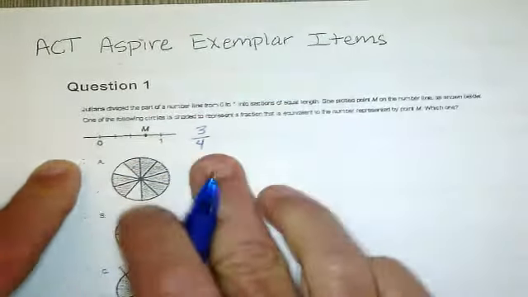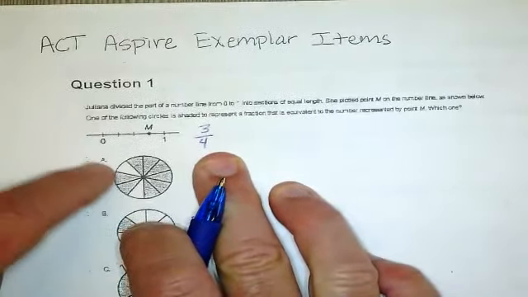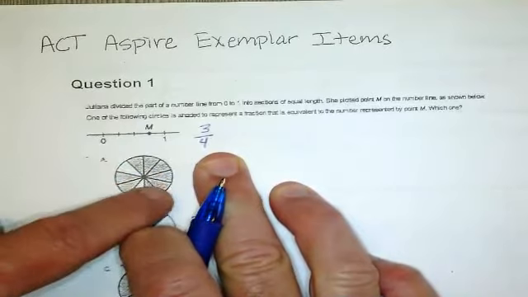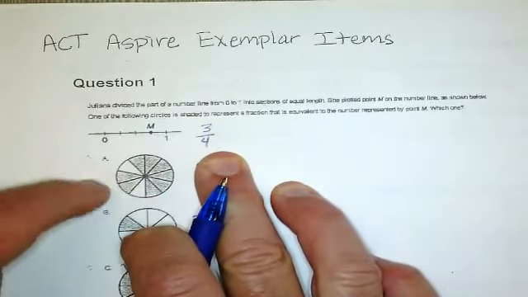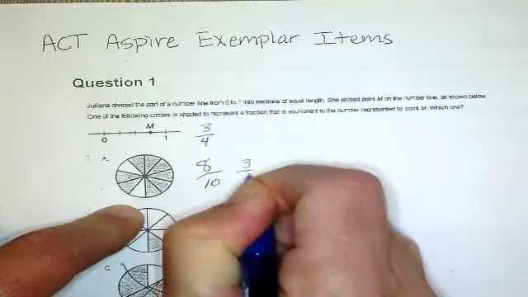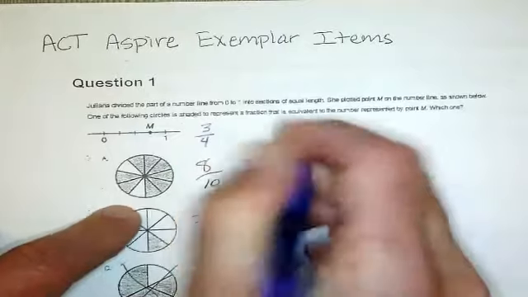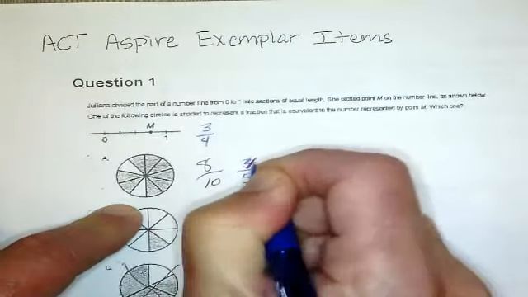So then we go through and we look at each of these and we say, okay, what are they equivalent to? Well, on this one, we got 1, 2, 3, 4, 5, 6, 7, 8, 9, 10. There's 10 parts. 8 of them are shaded, so that's 8/10, which is the same thing when we simplify as 4/5, not the same thing.